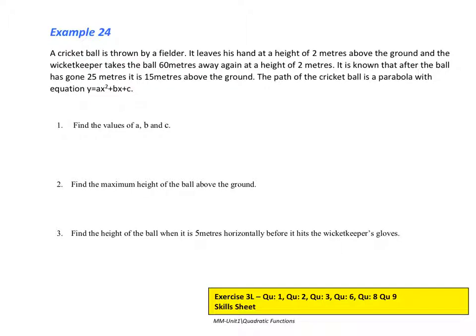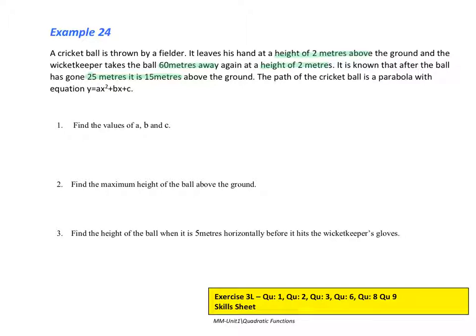Okay, let's have a look at 24. We've got a cricket ball thrown by a fielder. It leaves the hand at a height of 2 metres above the ground, and the wicket keeper takes the ball 60 metres away at a height of 2 metres above the ground. It is known that after the ball has gone 25 metres, it is 15 metres above the ground. The path of the cricket ball is a parabola. Find the rule for that.